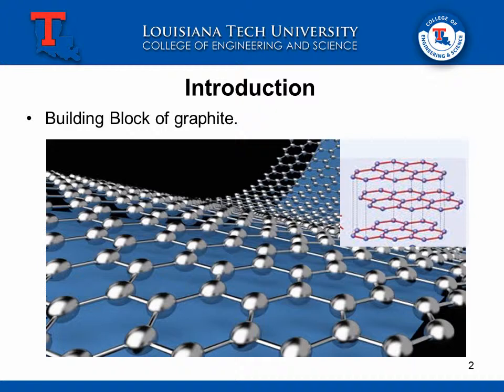Graphene is a two-dimensional structure with carbon atoms arranged in a hexagonal lattice like a honeycomb. As we can see in the picture, the ball-like structures are the carbon atoms arranged to each other in an sp2 hybridized structure.